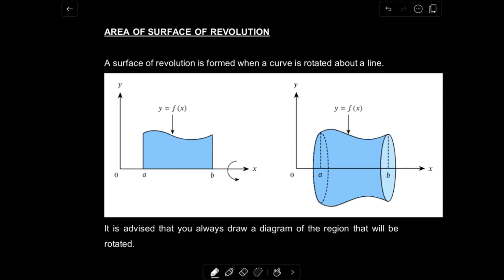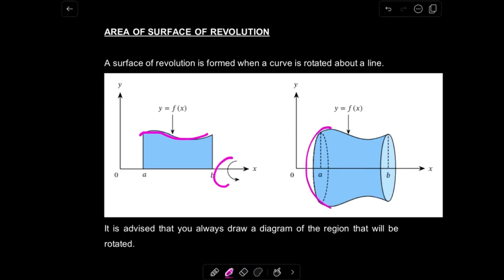We're now covering the area of a surface of revolution. So a surface of revolution is formed when a curve is rotated about a line. And this should be extremely familiar if you've looked at volume by disks and washers. So what we're doing is we have a curve and we're going to rotate it about some axis, the x or the y axis in this case.